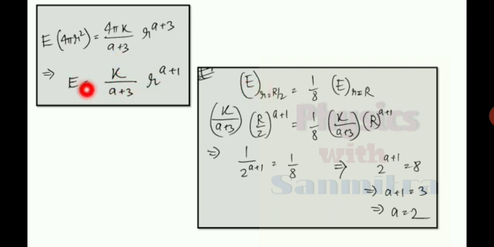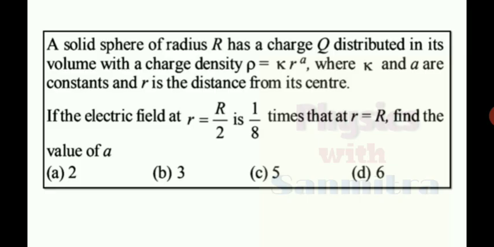So the value of E at R by 2 is 1 by 8 times the value of E at R. So I am putting the relation here. Here k by a plus 3 and there k by a plus 3, these two will cancel. This R by 2 to the power a plus 1, this R to the power a plus 1, and 1 by 8. So R to the power a plus 1 will cancel. 1 by 2 to the power a plus 1 is equal to 1 by 8. 2 to the power a plus 1 is equal to 8, a plus 1 is 3, and a is equal to 2. So my correct answer is a is equal to 2.